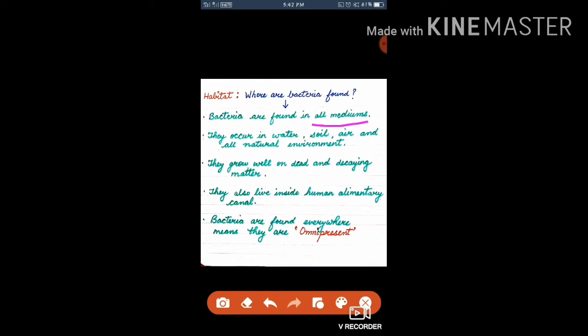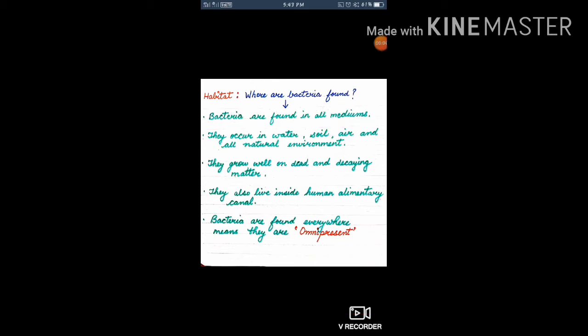They grow well on dead and decaying matter. As I told you before, bacteria decompose the dead animals and plants, and these dead bodies or organic matter provide nutrients to the plants after decomposing. One more interesting fact about bacteria is that they also live inside the human alimentary canal. Yes, some bacteria are found even inside the human body.